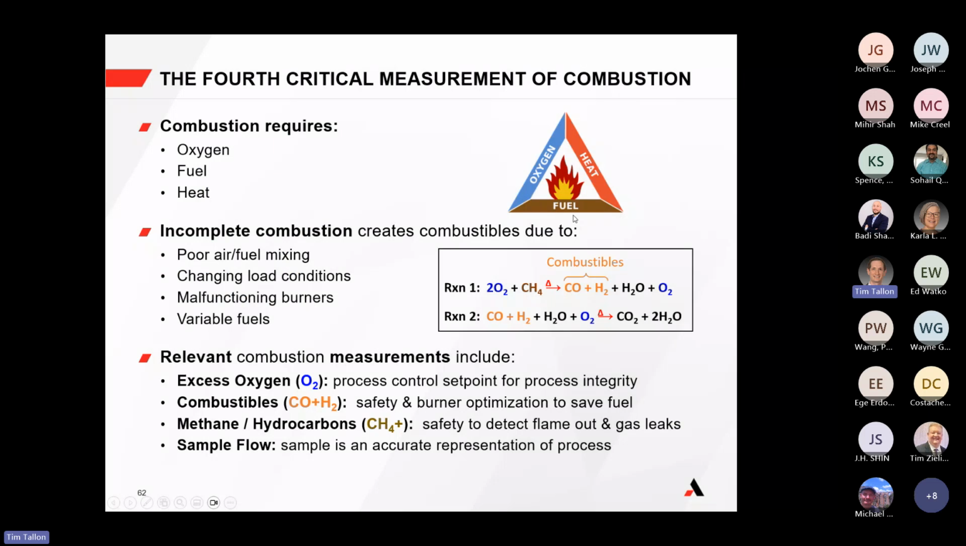And if I were to add on just a fourth critical measurement, I'd also not only add the oxygen that we talked about with the oxygen, the fuel, and the heat that we mentioned about the fire triangle, not just the combustible that we talked about with malfunctioning burners, but also I'd add sample flow to ensure that you have an accurate representation of the process, especially for a burner that might be extractive or have a potential to pull in particulate. It's important to notice that you have an accurate representation of the sample and that it's pulled in accurately.